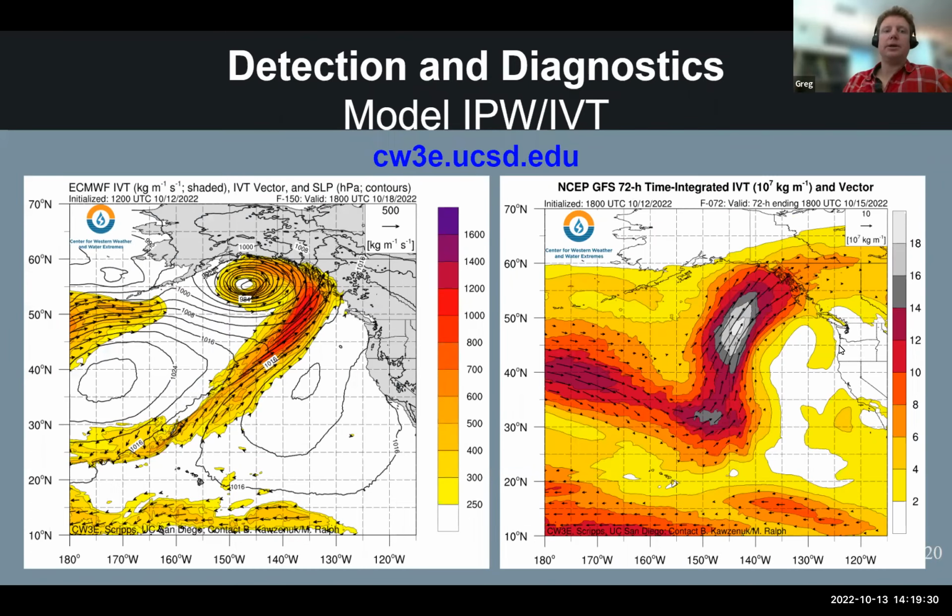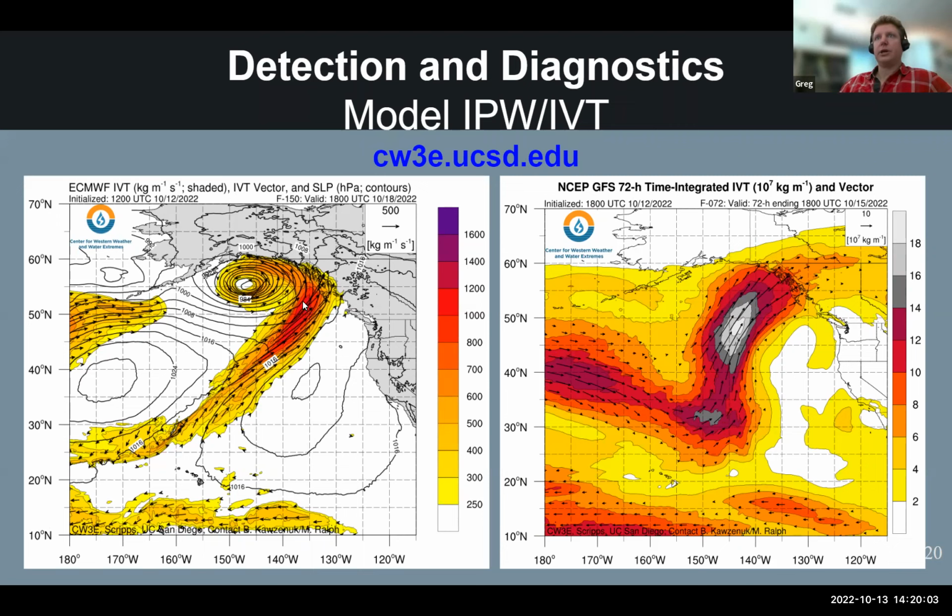So then there's the Center for Western Weather and Water Extremes, CW3E. Neither of those things are easy to say, but they have various tools for looking at atmospheric rivers. They have a pretty large center down there, very well funded, and they've really pushed the field forward a lot in terms of our knowledge of atmospheric rivers and prediction of them. So these are examples of some of the tools that they have.